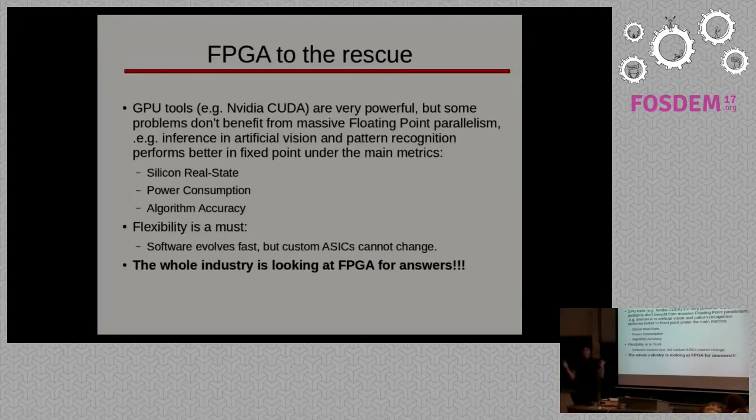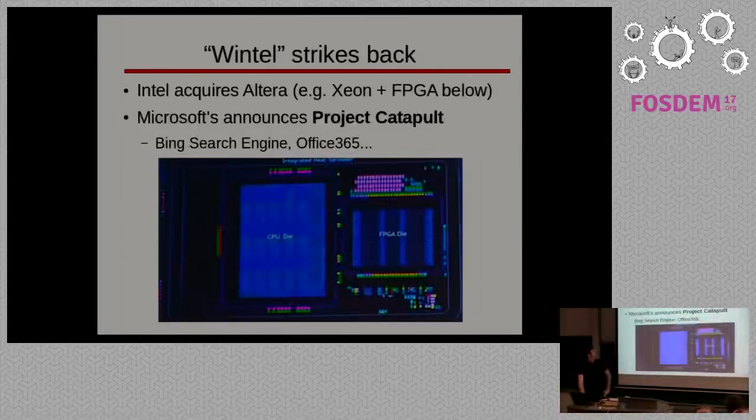Some hardware vendors, for example Google, are starting to develop their own new hardware architectures, but if you develop a chip from the ground up, the costs are very, very high. So in this kind of algorithms, where the software is constantly evolving, flexibility is a must. And this is where FPGAs come to the rescue, because by definition you cannot find anything more flexible than an FPGA. The whole industry is looking at FPGAs for answers.